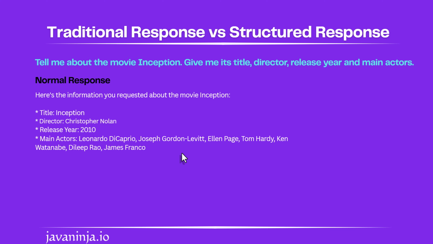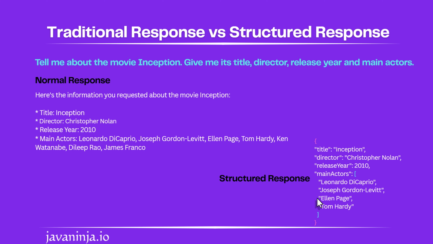Now let's see how the structured response looks. This is the structured response. This is not just a simple string. This is a Java POJO which has been converted to JSON. It has title, director, release year, all in a structured format. If I send this Java POJO to any upstream, it will be able to figure out what is the title, what is the director by just using the getters or setters.